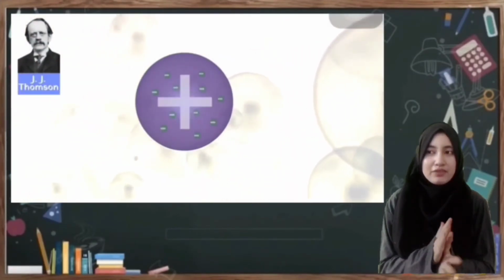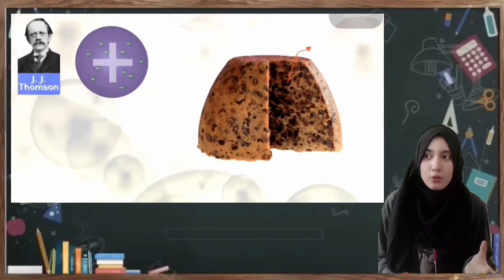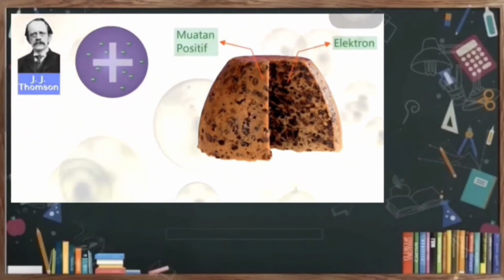The atom is a positive charge in which the electrons are spread evenly. This model is similar to raisin bread, where the raisins are the electrons and the bread is the positive charge.